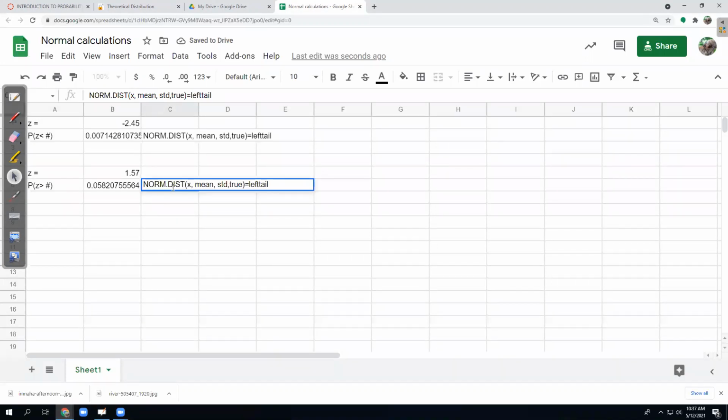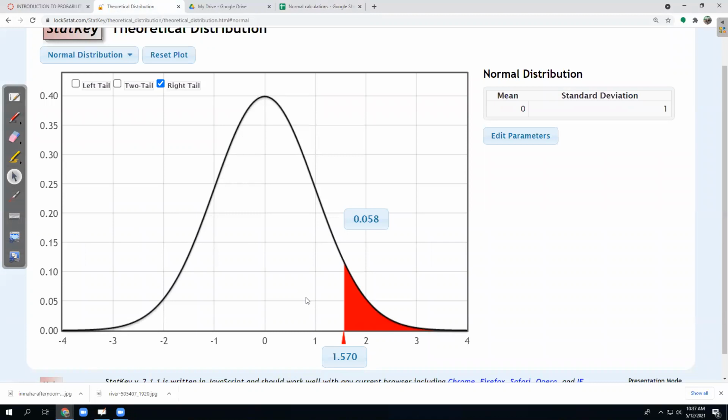So I'm just going to put that in my notes here. So this calculation is 1 minus the NORM.DIST. And that gives me a right tail. And you can see I get the same number as Stack Key with a whole bunch more decimal places. So again, sometimes Stack Key doesn't give me enough accuracy, so I have to switch to a more powerful calculator. But the thing I like about Stack Key is it gives me a picture of what's happening, which I think is better. So they both have their pros and their cons.